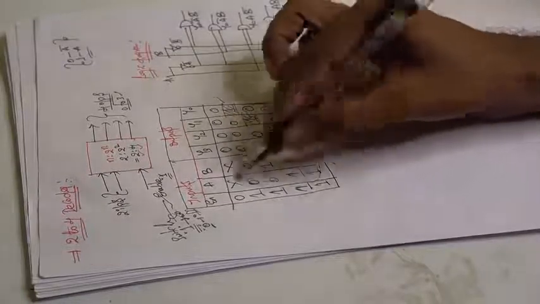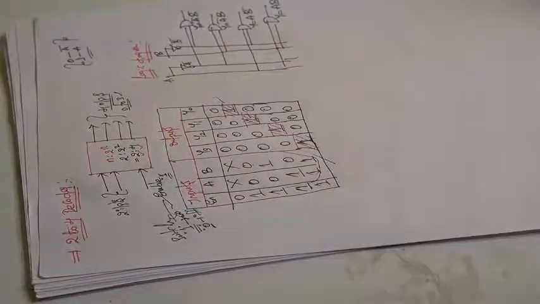From these 4 cases, we can easily write the logic diagram. If you make the K-map also, you will get the same answer. Right? In the next lecture, we will see the concept of 3 to 8 decoder. Thank you.